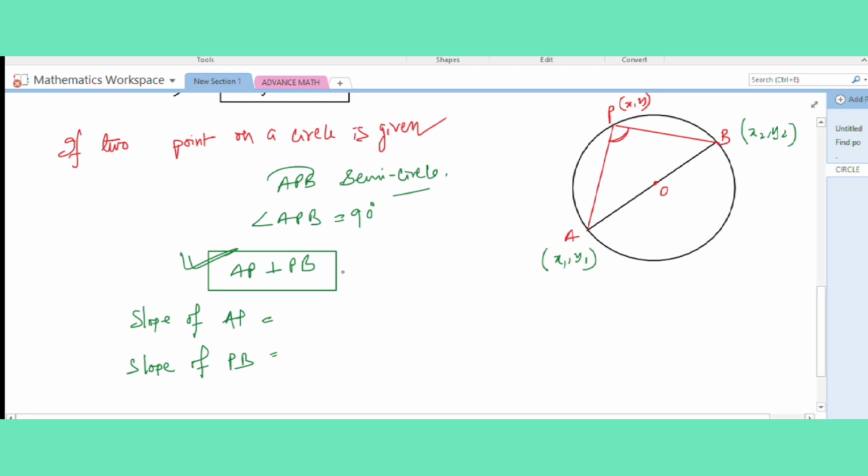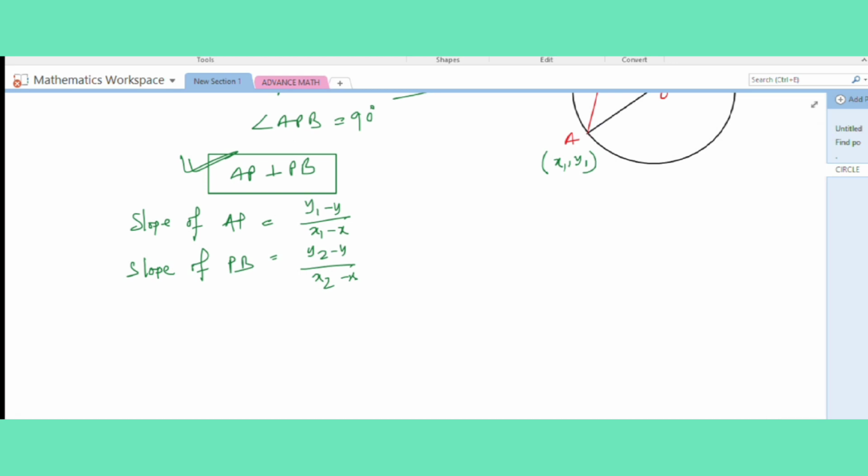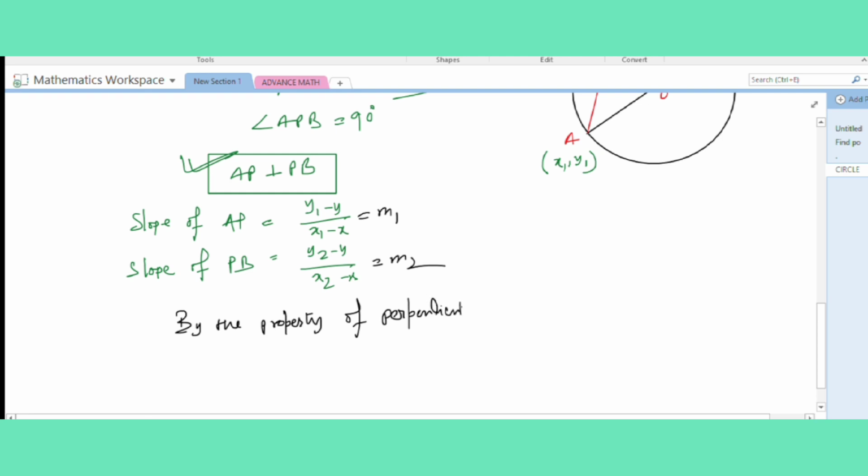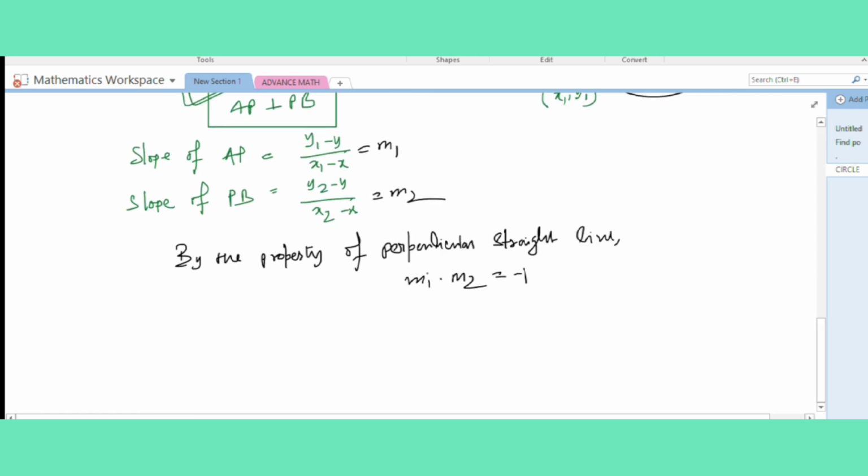So what will be the slope of AP? The slope of AP will be (y1 minus y) divided by (x1 minus x), and the slope of PB will be (y2 minus y) divided by (x2 minus x). Suppose these are m1 and m2. By the property of perpendicular straight lines, m1 into m2 must equal minus 1. This is the general property of straight lines: if two lines are perpendicular to each other with slopes m1 and m2 respectively, then m1 times m2 is equal to minus 1.